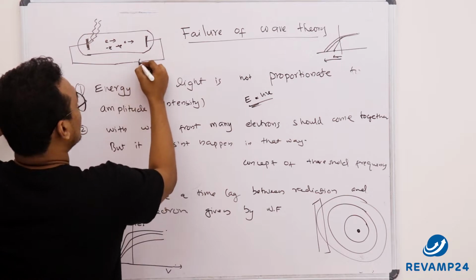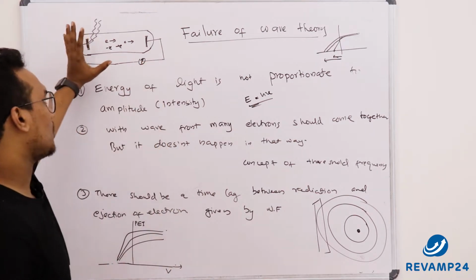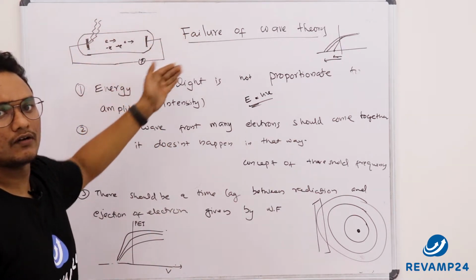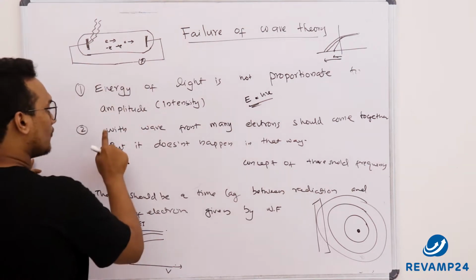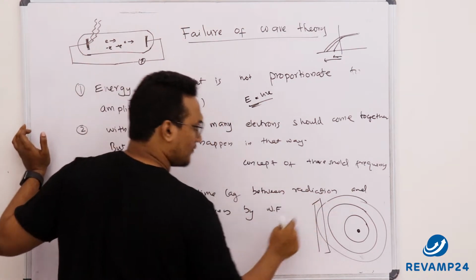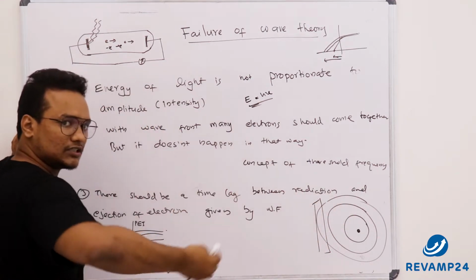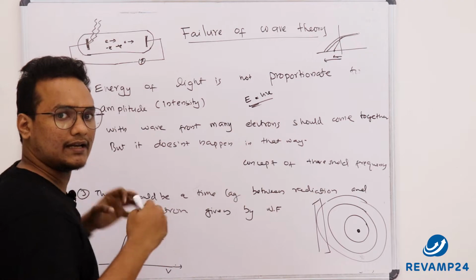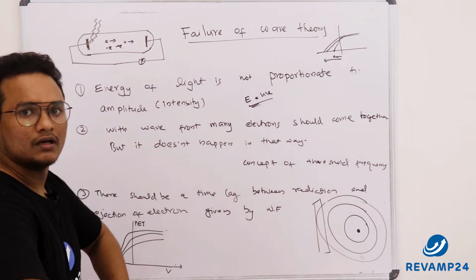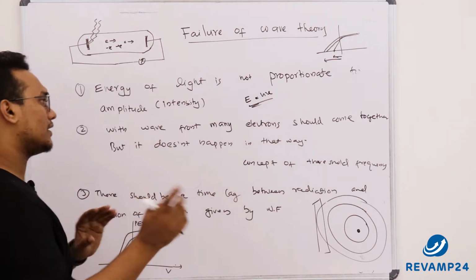How are we able to see this? By measuring current. If photoelectric emission is happening, there will be a current in the circuit. So with a wavefront, what will happen? All the electrons will get energy. This will accumulate again and again, and all the electrons will come out at one stretch together. But it is not happening in this way.